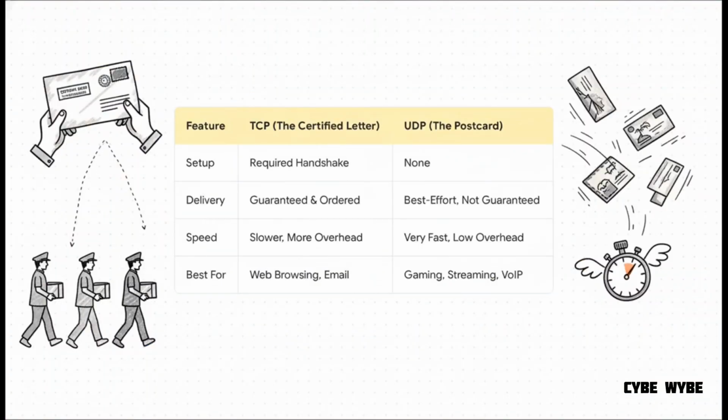Okay, so check this out. The best way to think about the two main protocols is like this. The standard one, TCP, is like a certified letter. It needs a formal handshake to set it up. It guarantees every single piece arrives in perfect order, but it's slow. UDP, on the other hand, is a postcard. You just write it, you send it, and that's it. No setup, no guarantee it'll even get there, but man is it fast and efficient.